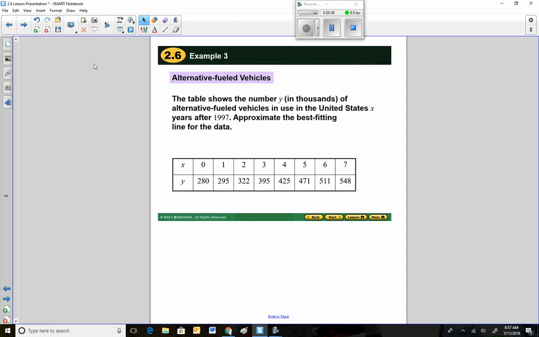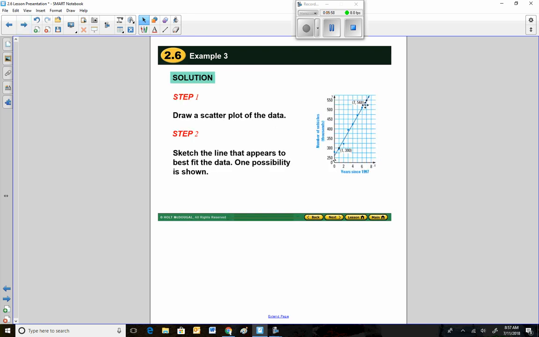Let's take a look. Okay, you have all of these points listed here. The table shows the number, in thousands, of alternative fueled vehicles in the U.S. after 1997. So we take all these data points and we put them on a graph. Here they are. Now notice this is pretty much going uphill. Now, we sketch the line that goes through the middle of the points. We have above, below, below, above, below, on it, above, and right on it. So we try to figure out 2 points that will create a line that goes right through the middle of the data.